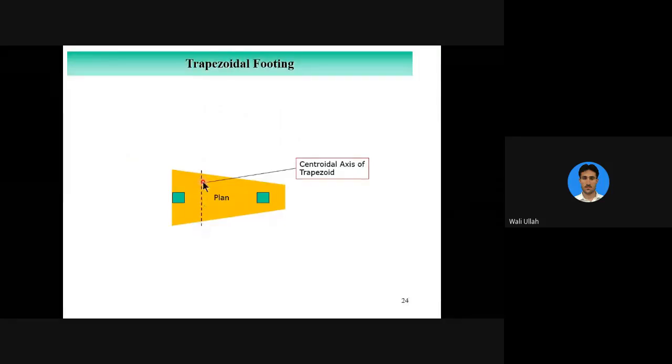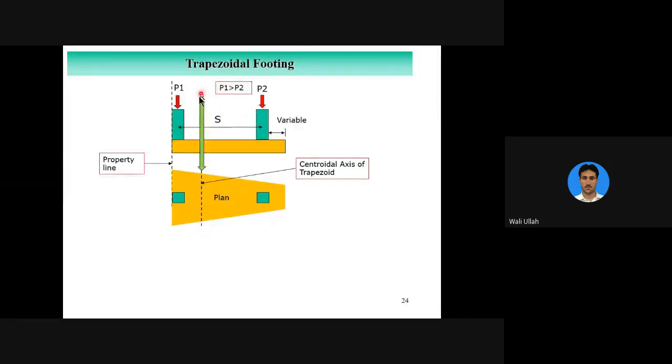So in this case, we provide a trapezoidal footing, because you see that the resultant is close to P1, and in the trapezoidal footing, the centroid is adjusted so that it comes under R. Because in a trapezoidal footing, the centroid is close to P1, to the exterior column. That's why we use a trapezoidal footing when P1 is greater than P2.